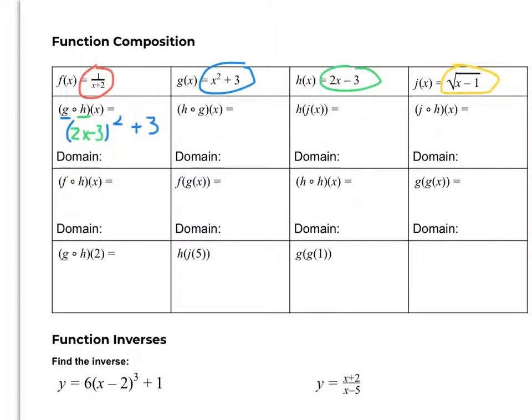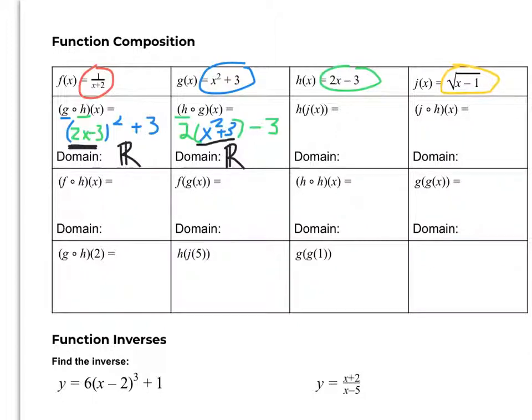Hey, I did it. Okay, and what's my domain for that? I don't have either of my two situations, so it's all real numbers. And we have to also look at this inside function. So since my inside function had all real numbers, we're good. Now we're going to reverse the order, so I'm going to do h, 2 times something minus 3, and I'm going to plug in g of x, x squared plus 3. Once again, is my inside x squared plus 3 all real numbers? Yes. Is my outside all real numbers? Yes. So everything is all real numbers.